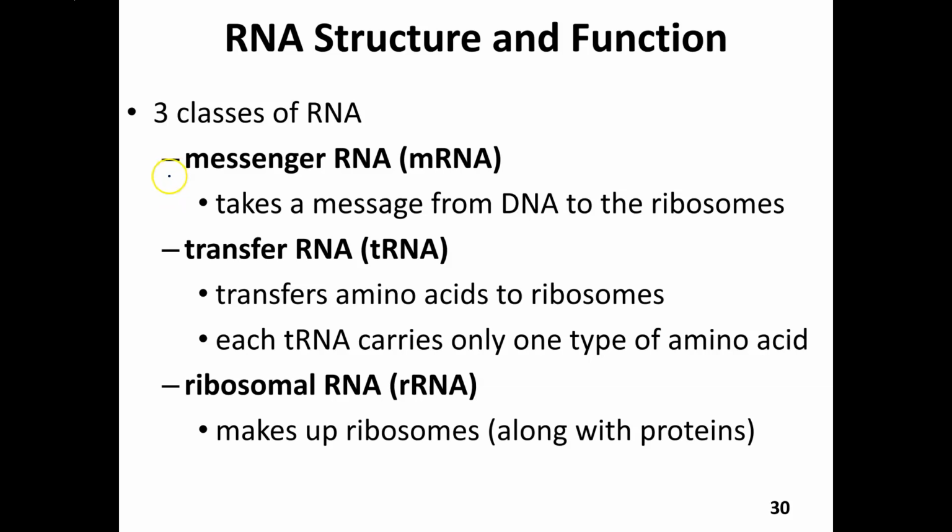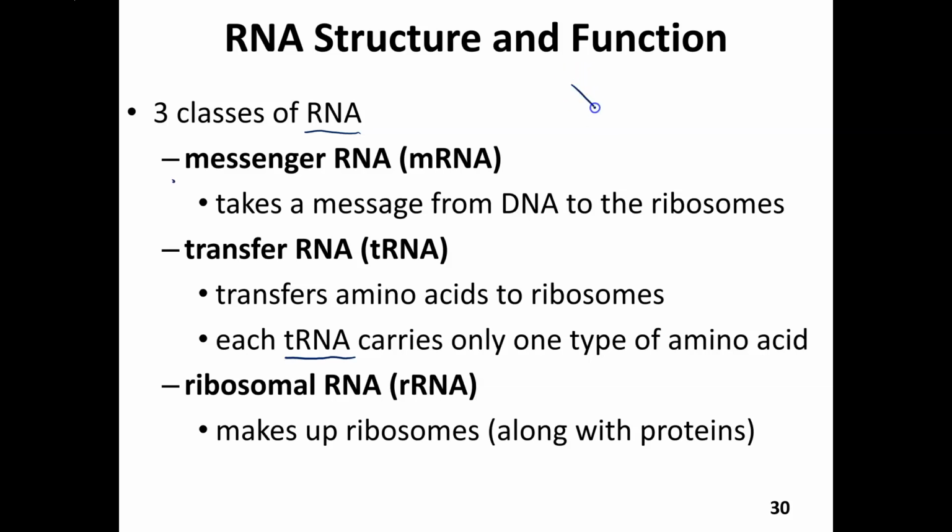So what does each of those RNAs do? Messenger RNA takes a message of DNA and produces it in an RNA format that can be read by our cells, and then brings it to the ribosomes. Transfer RNA picks up the proper amino acid that's being coded for and brings it to the ribosome at the proper time. So transfer RNAs carry only one type of amino acid. They can't carry other types.